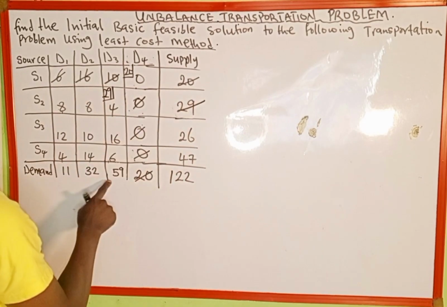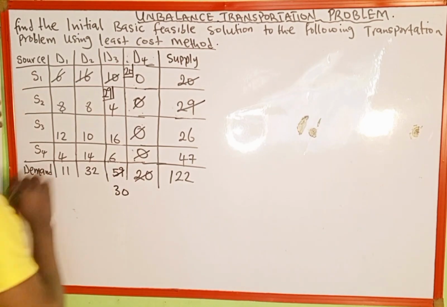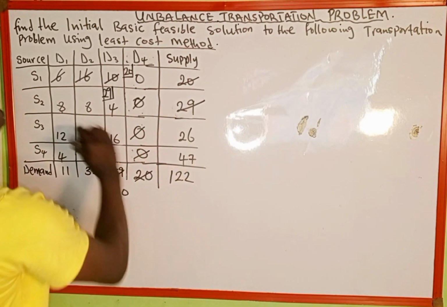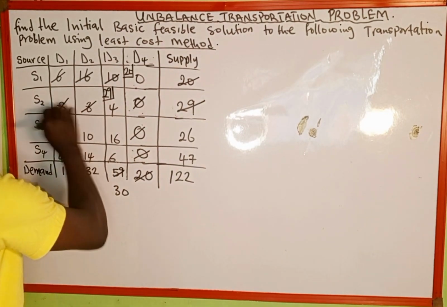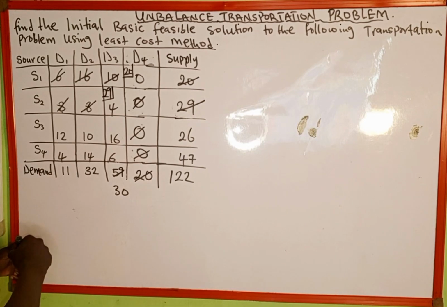Then we delete this. 59 minus 29 is going to give us 30. Then we delete this 59. Then we have supplied the whole of 29 in this row. Now we can delete the remaining value. What is the next least number? It is still 4. Now we're going to allocate this 4.